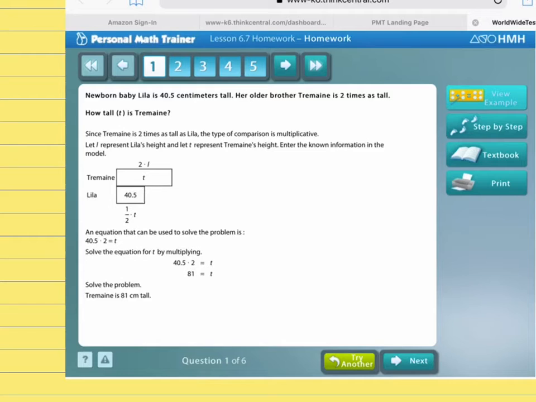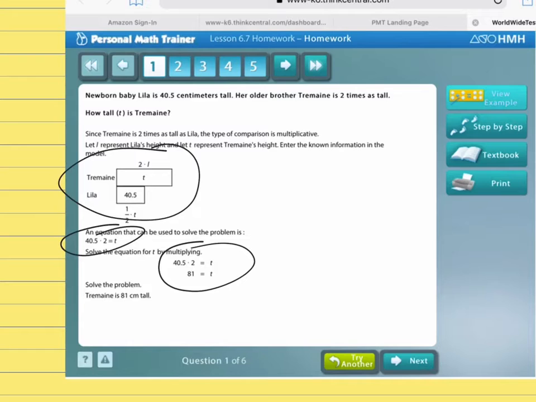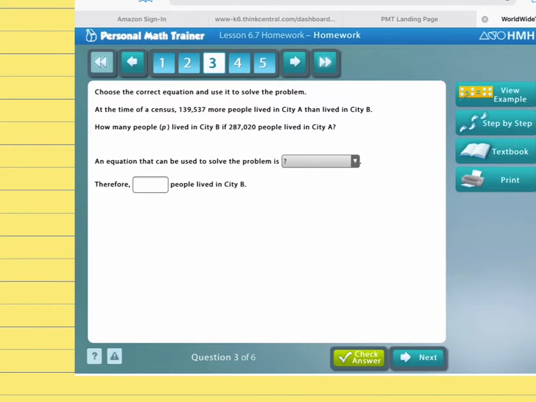So exactly what we thought, 2 times Lila equals T. You can see that right here. They set up the equation like we did, and then they solved it. 40.5 times 2, 81 is T. So Tremaine will be 81 centimeters tall. I skipped problem number 2 because they're all the same, so we'll do every other problem on this just for homework review.